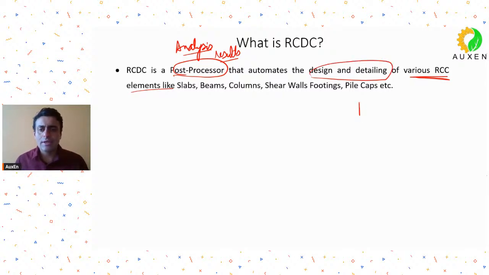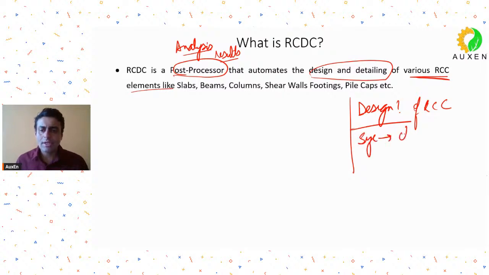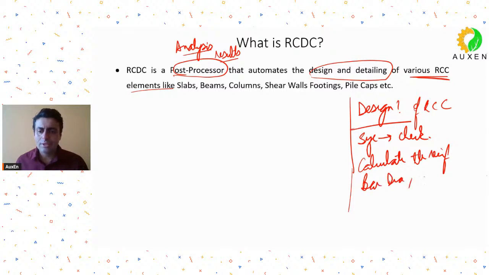What is the meaning when I say that it will do design of RCC? Design of RCC would mean that whatever size you have provided, it will check that size. It will calculate the reinforcement, and it will decide the bar diameters, numbers, layout, etc. So this is what I mean by design.